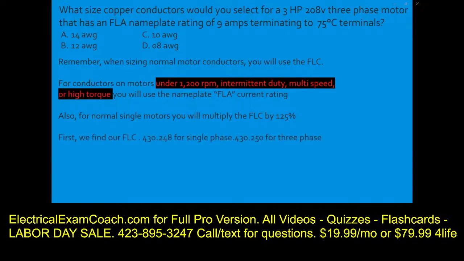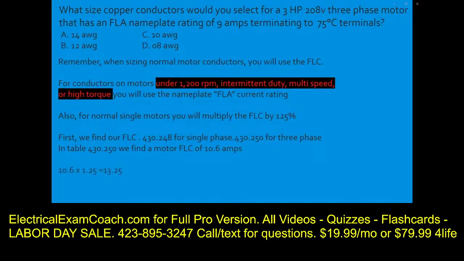So first we go find our FLC. We go to table 430.248 for single phase, and we go to 430.250 for 3-phase. When we get to the table, we start on the left-hand side. So we look back at our question. What does it say? It says 3 horsepower, and it also says 208 volts. So we start at 3 horsepower, we come over and we tee off with 208 volts, and we're going to find that that motor has an FLC of 10.6 amps.